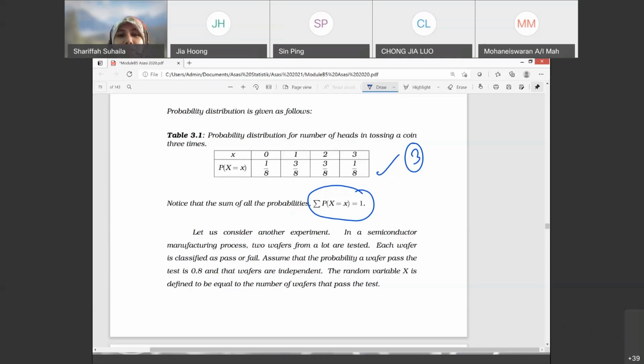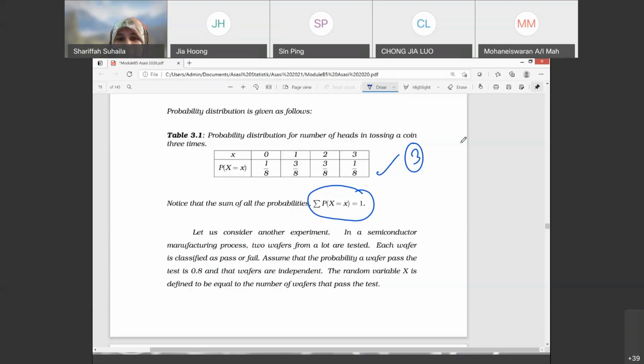Okay, you have x equals 0, 1, 2, 3, and then you list the probability x equals x: 1/8, 3/8, and so on. So check that the total probability must equal 1. So that is the concept of a random variable.